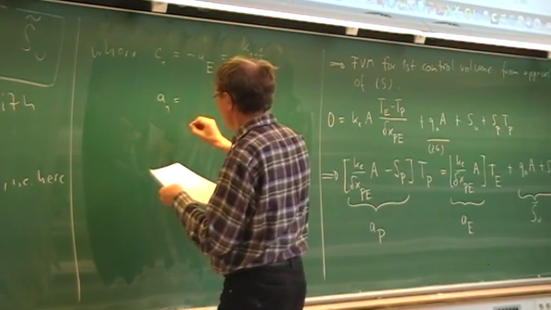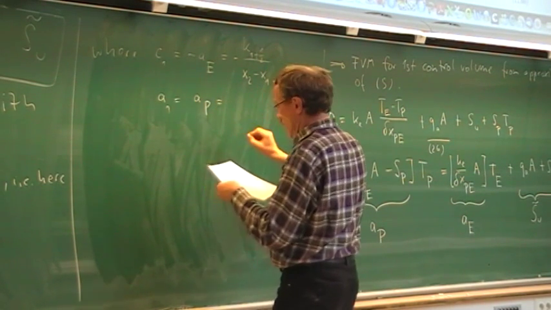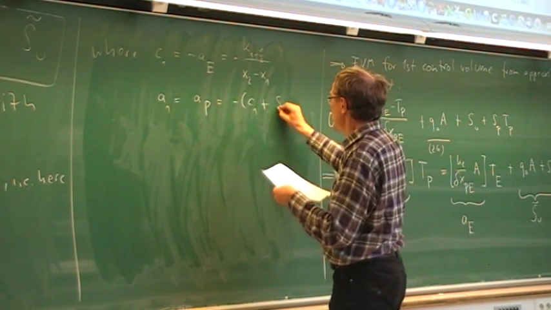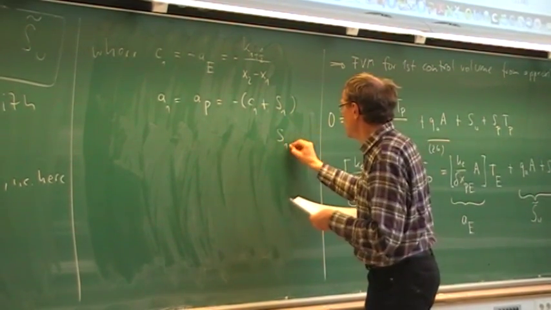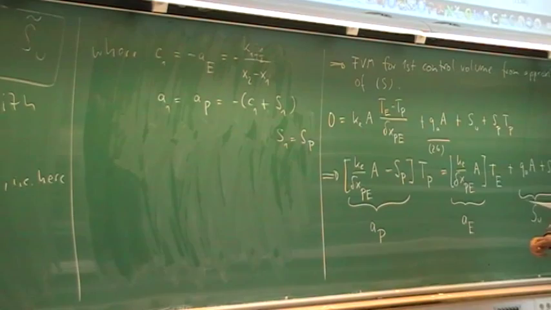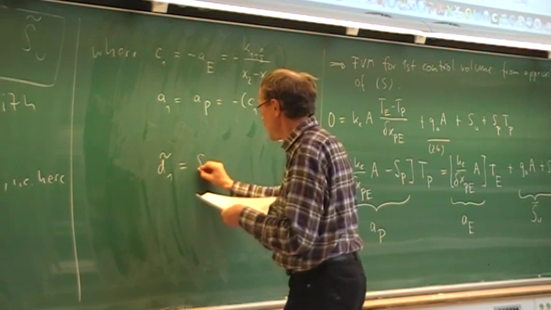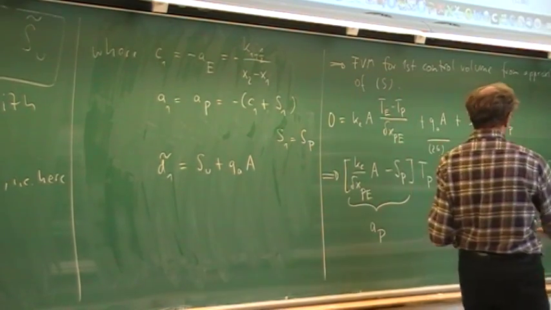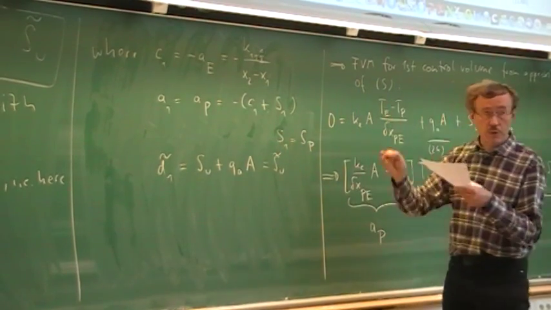And the A1 would correspond to the AP, and that would be minus C1 plus S1. S1 is our SP. So S1 is SP. That is coming from the source term. And the D1 tilde would be the SU plus QA times the area. So that would be our SU tilde. So then we have the correspondence.